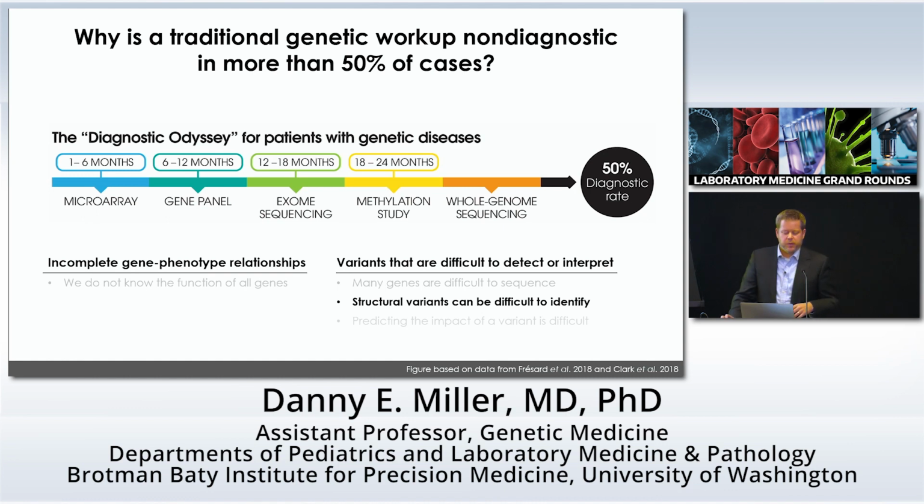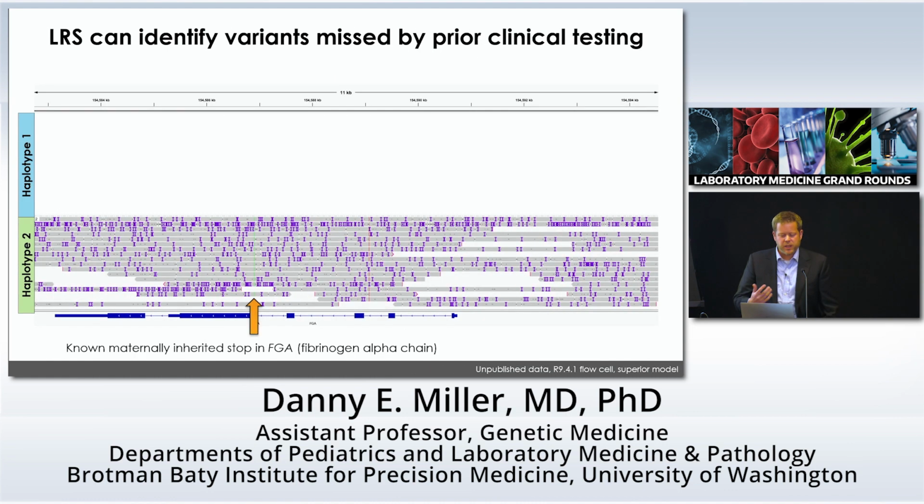The other reason that we might not detect variants is that some structural variants can be really difficult to identify. And it's not necessarily challenging structural variants that are difficult to identify. Sometimes it's pretty simple ones. So in the case that I started with, the kiddo with hypofibrinogenemia, who had this single known maternally inherited stop in FGA, we did long-read sequencing of him.